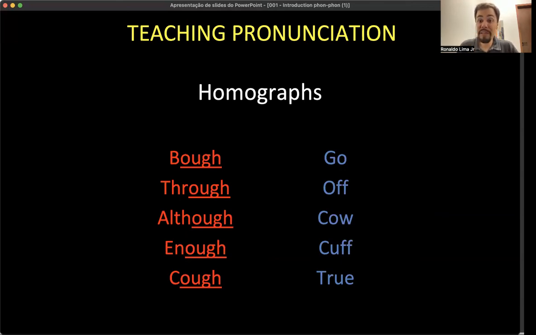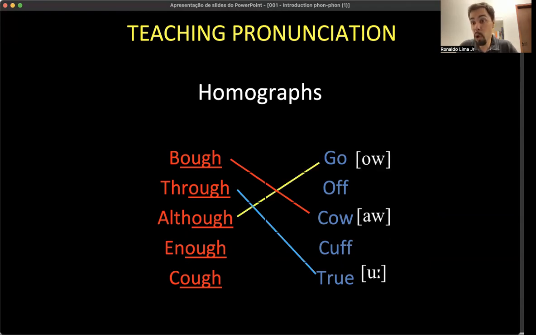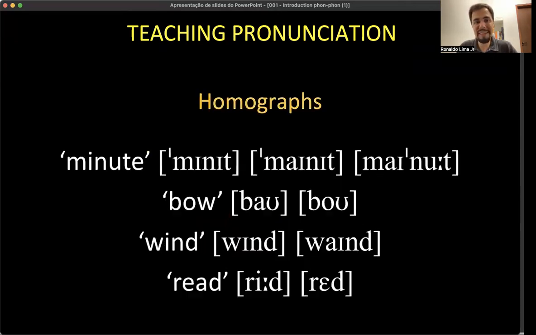So the first one is pronounced "bow," so it rhymes with cow. The second one is pronounced "through," so it rhymes with true. The third one is pronounced "although," so it rhymes with go. The fourth one is pronounced "enough," so it rhymes with cuff. And the last one is pronounced "cough," which rhymes with off, okay?